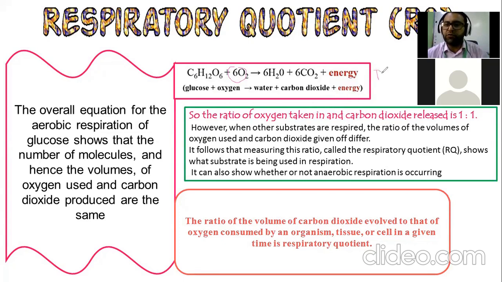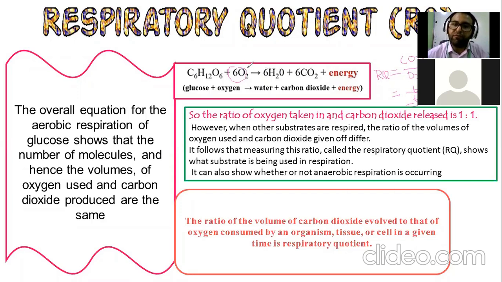So the RQ formula is carbon dioxide divided by oxygen. In this equation, 6 oxygen are utilized and 6 carbon dioxide are released. So you put the values here, 6 by 6, and the respiratory quotient is 1. It means the amount of oxygen is equal to that of carbon dioxide.